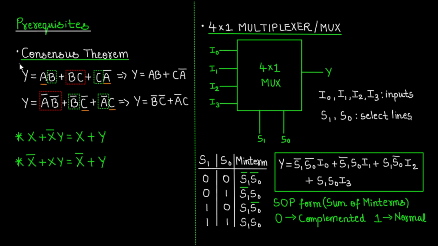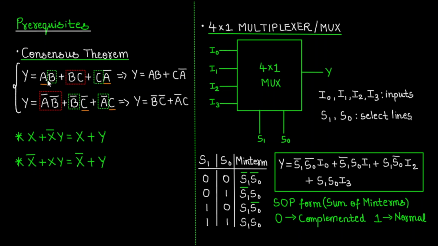To understand this question, we must have a clear idea about the consensus theorem. We can understand this using these two examples. So let us look at the first example. Y is equal to AB plus BC plus A bar C. Here you can notice that the literal A has both its normal form and its complemented form, whereas the other literals B and C are having only their normal forms.